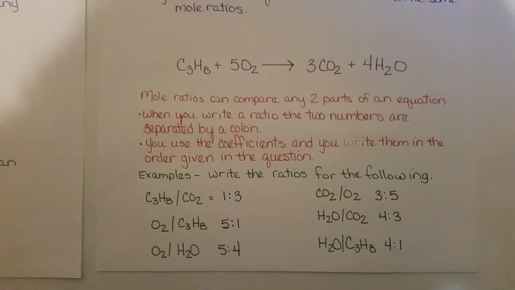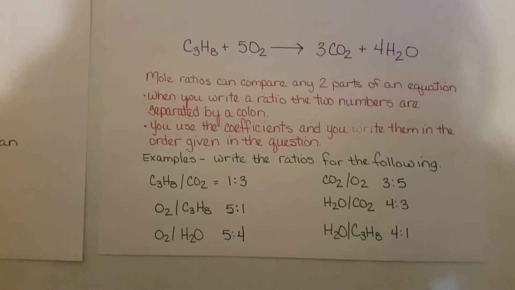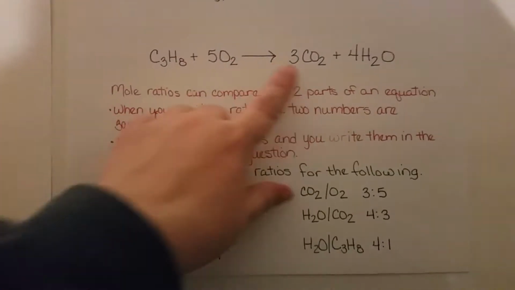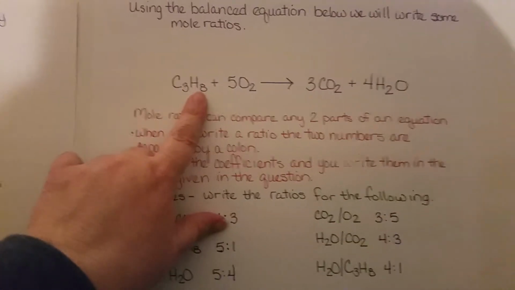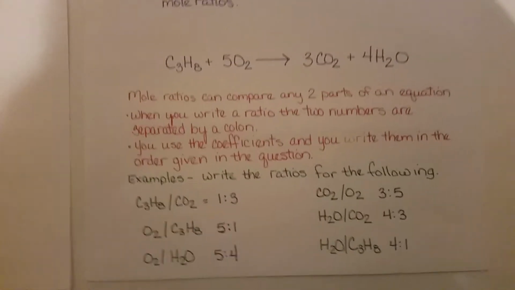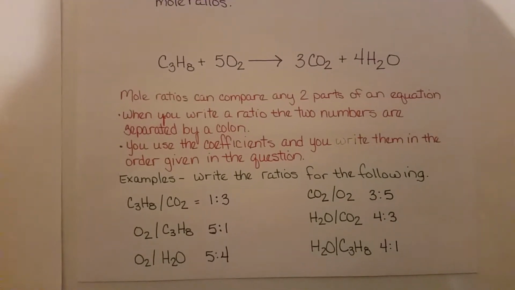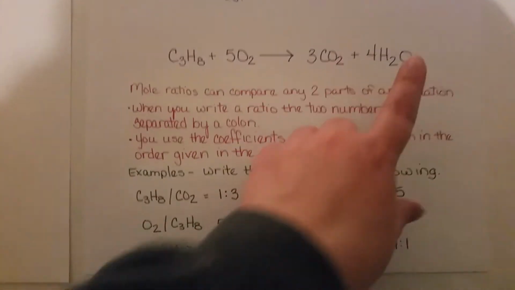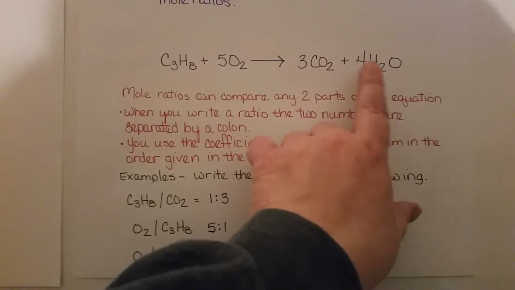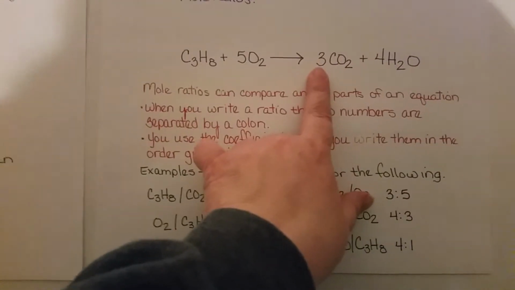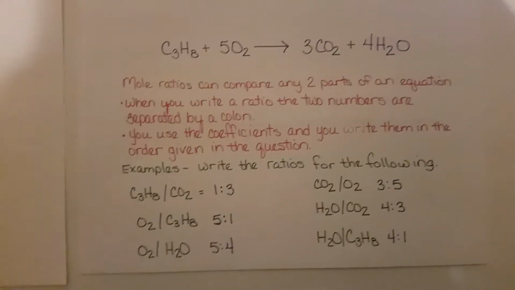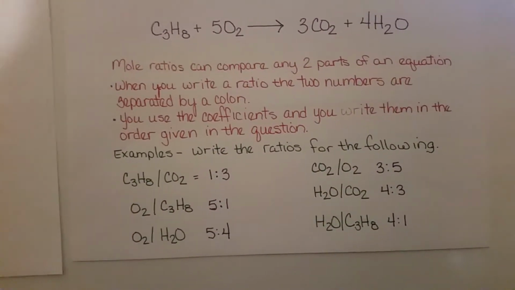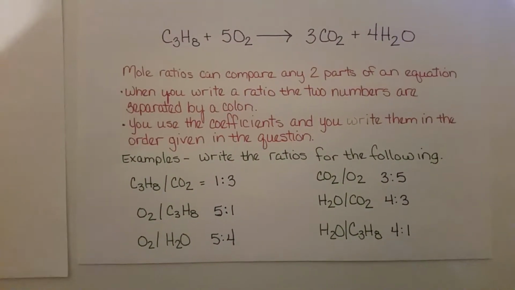And then I went through the rest of the equation because I want you to understand that you can move anywhere inside the equation. In this case, we're comparing a product first, backwards to a reactant, which is O2. So CO2 to O2, 3 to 5. Water, which is a product, to carbon dioxide, which is also a product. So water to CO2, it doesn't matter. Water comes first, 4 to 3. And then the last one, we're comparing a product all the way back to a reactant. It does not matter. So in this case, it's 4 to 1.